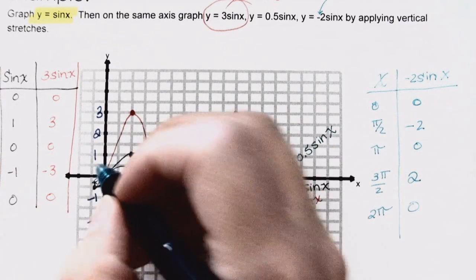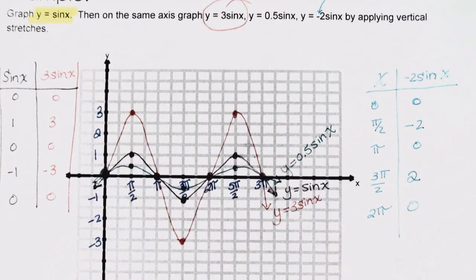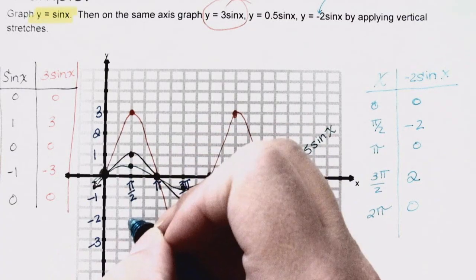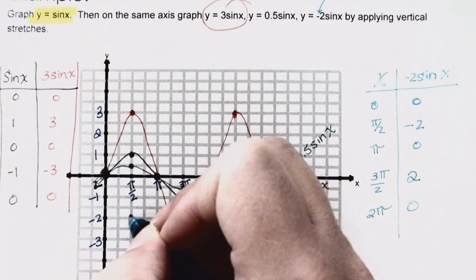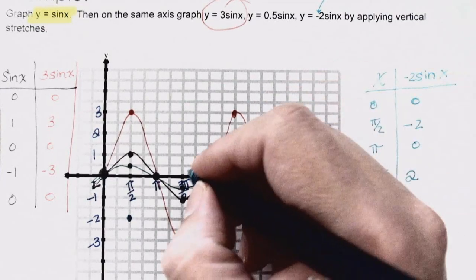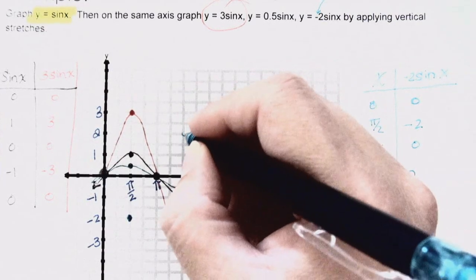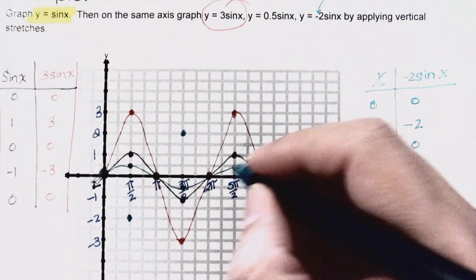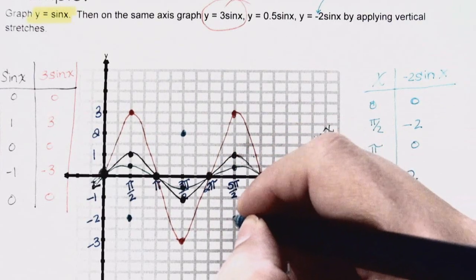So we're going to have 0, 0. pi over 2 is going to be down here. Pi. 3 pi over 2 is going to be up here. That goes there. This goes down there.